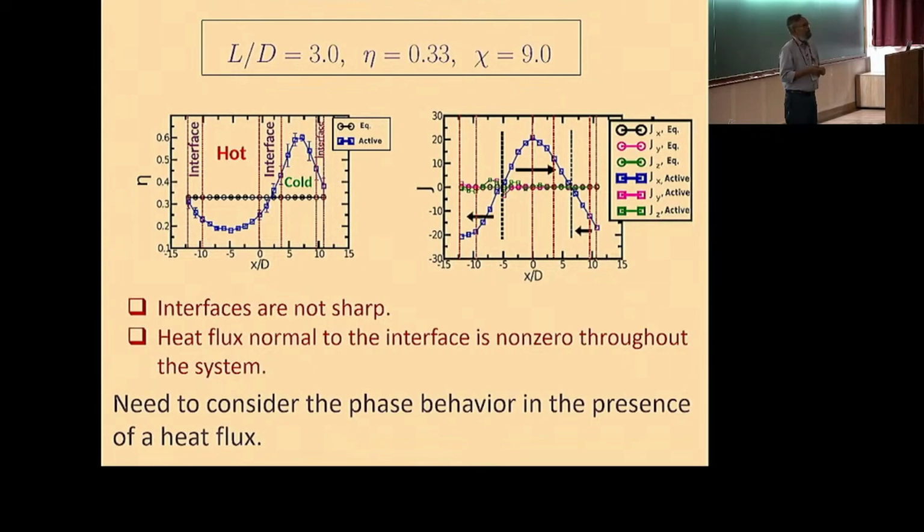So I think it would be interesting to do a calculation in which one looks at ordering in the presence of this kind of non-equilibrium currents. I'm not aware of many results in that direction, so that's one thing that we're trying to figure out.